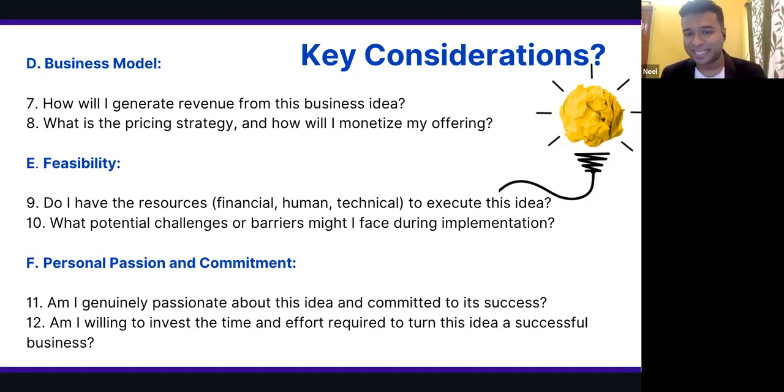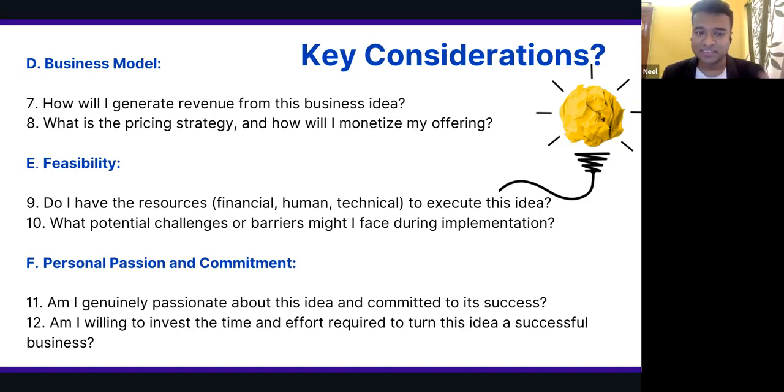What potential challenges or barriers might I face during implementation? You should always know your enemies' problems beforehand. If you cannot anticipate your challenges, what problems you will be facing, you will always be unprepared. Anticipate your challenges, problems that you will face, acknowledge them, and don't quit. Don't quit because of the problems. Learn how you can overcome them.